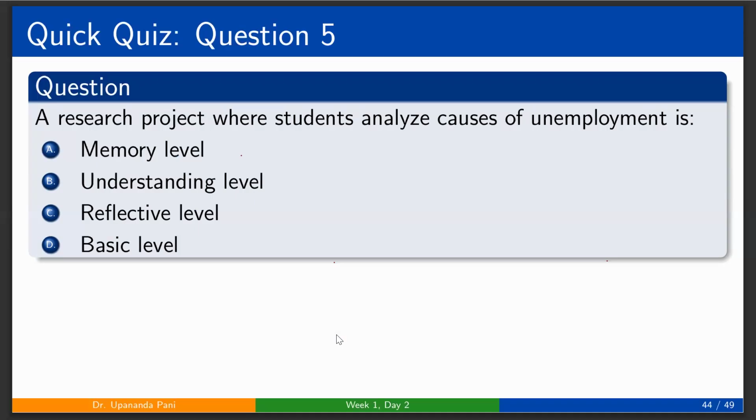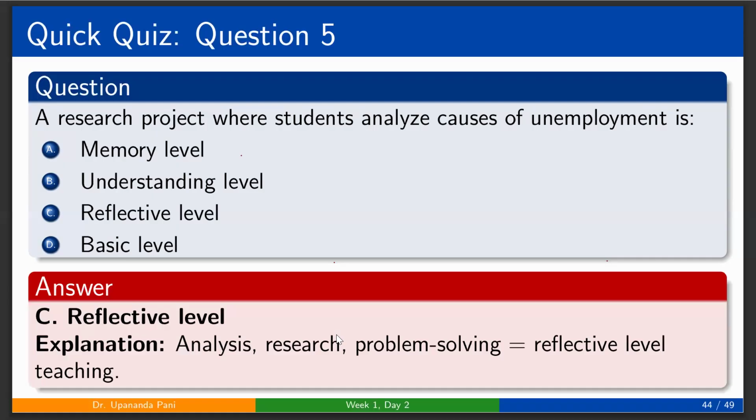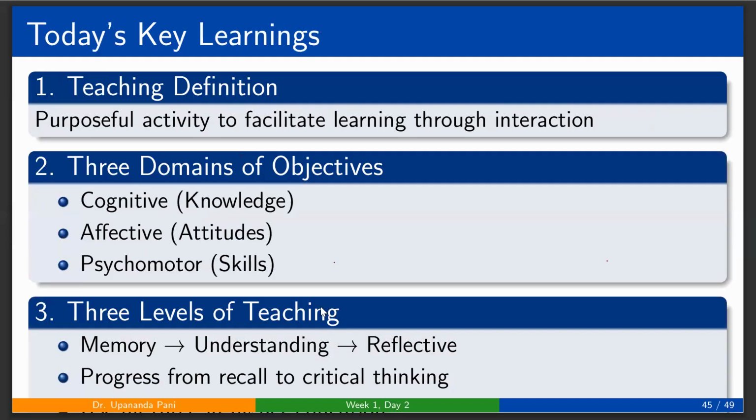Now, next question: a research project where students analyze the causes of unemployment is at what level? It should be at the reflective level. For example, it refers to explanation, analysis, research, and problem solving. So all these are basically the reflective level of teaching.